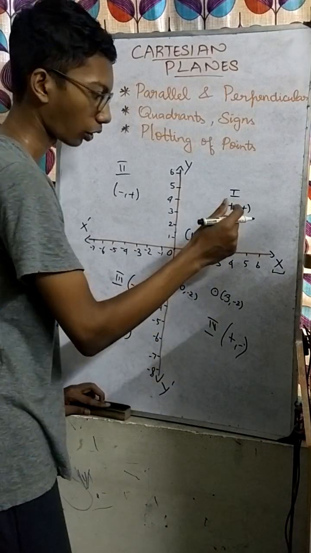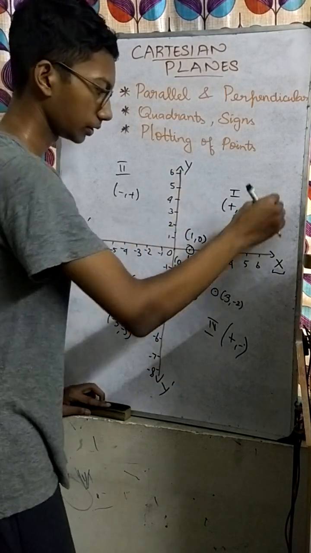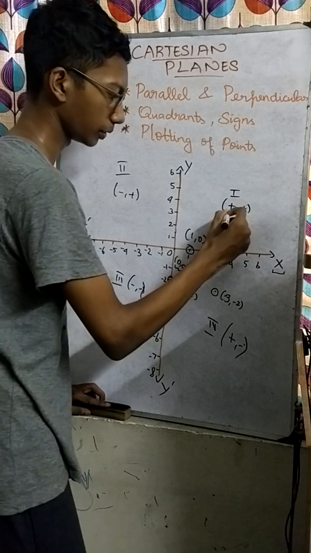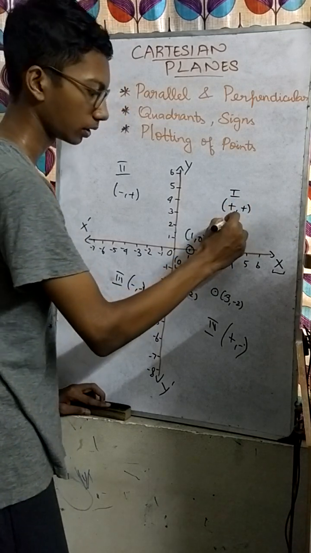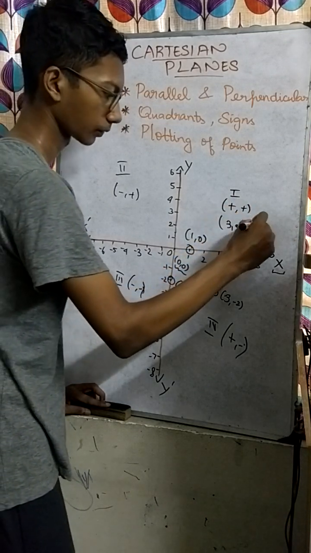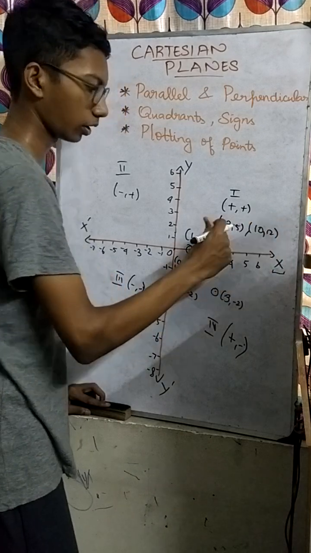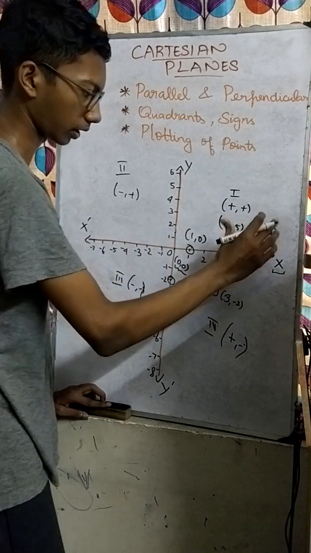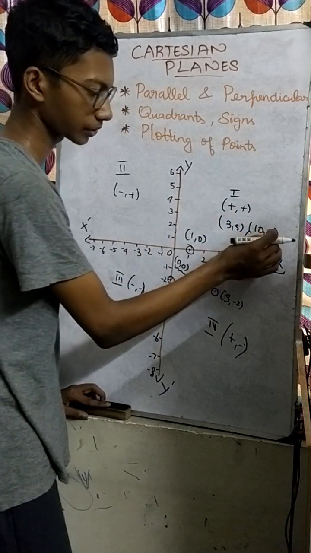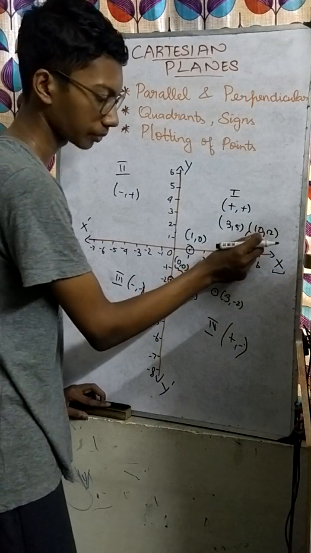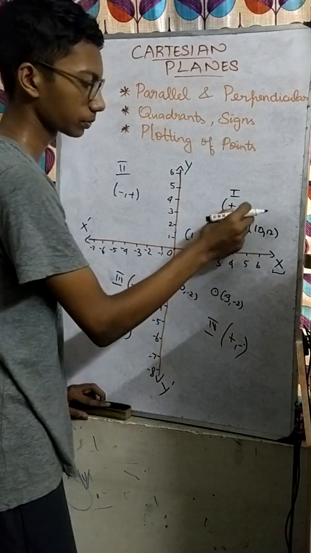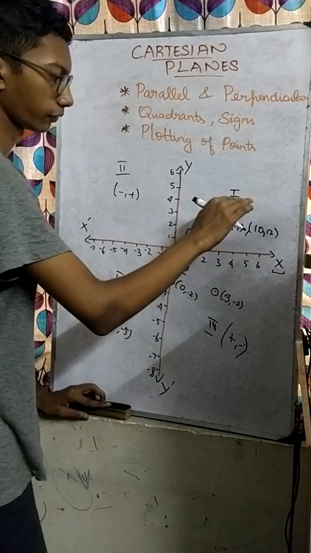What this means is all the points that are in this region will always be positive and positive, like 3 comma 5, 10 comma 12. All these come under this first quadrant because both the x-axis and the y-axis, or both abscissa and the ordinate, are positive, which means they come in the first quadrant.